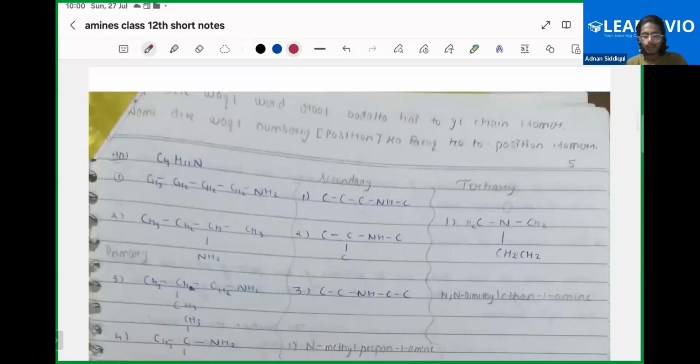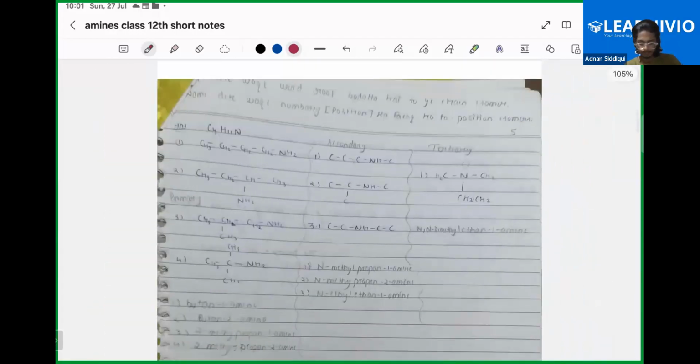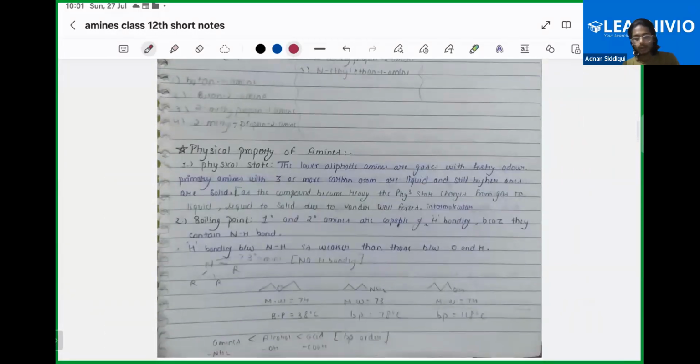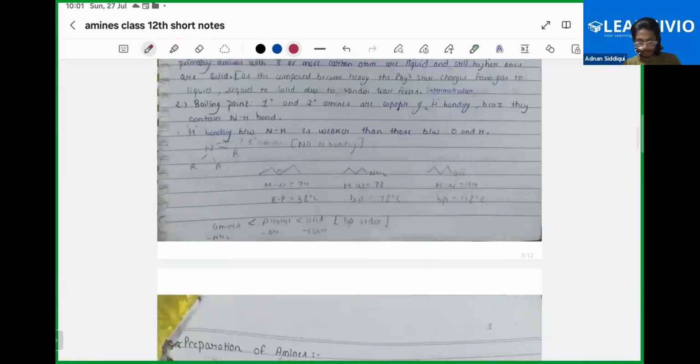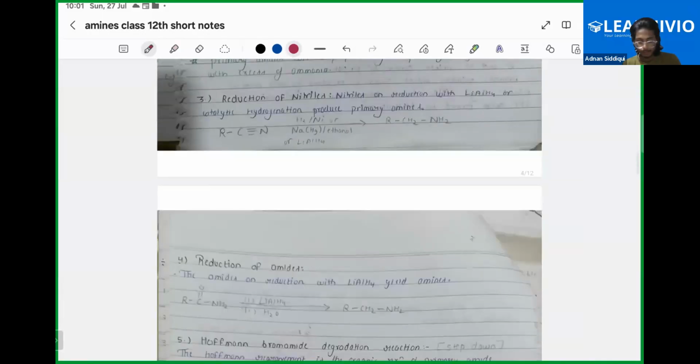But if only the position of a group is different. Suppose here the position of amine is at 1, here the position of amine is at 2. So these type of isomers are called position isomer. So in this question, they have also asked about the chain and position isomer. So you have to see the combination and you have to mention that these two are chain, these two are position. Is it making sense? Yes, sir. Okay. Now let us talk a little bit about the physical property of amines. Then we will go to our main agenda, which is the preparation of amines.